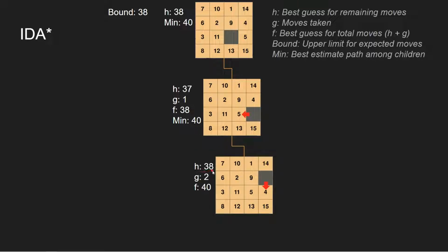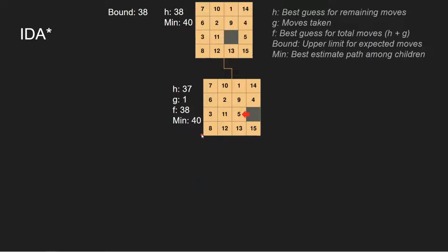We try the next child, and we find the same thing. Our heuristic function shows 38. We add 2 moves that we've taken so far, and so the rest of this path appears that it'll take 40 moves. So this whole chain is now dead. We no longer want to continue exploring this path because we couldn't do better than or equal to the bound.